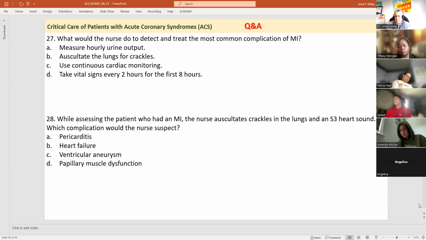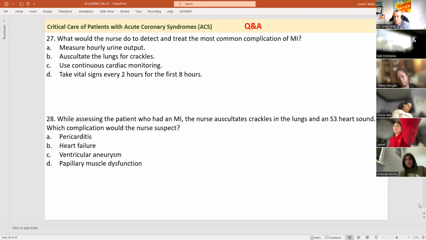28. While assessing the patient who had an MI, the nurse auscultates crackles in the lungs and S3 heart sounds. Which complication should the nurse suspect? Maybe B, heart failure due to the fluid buildup. Yes. So the left-sided heart failure, which can escalate to become cardiogenic shock, because of the previous question.